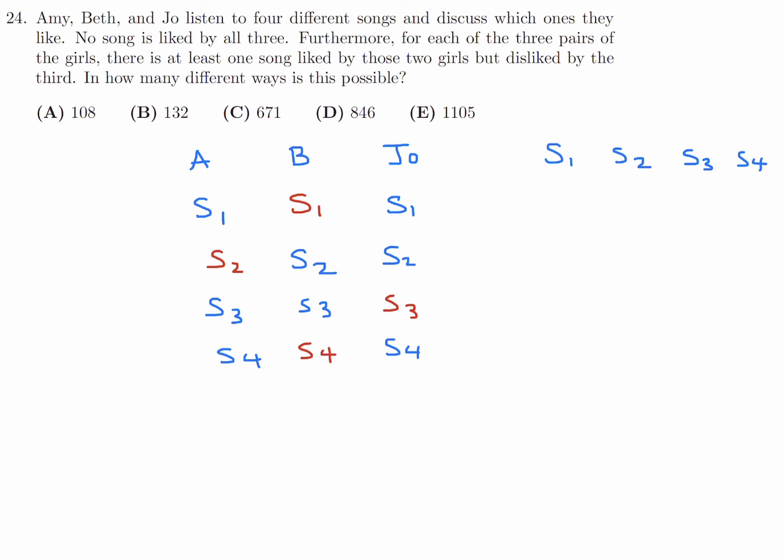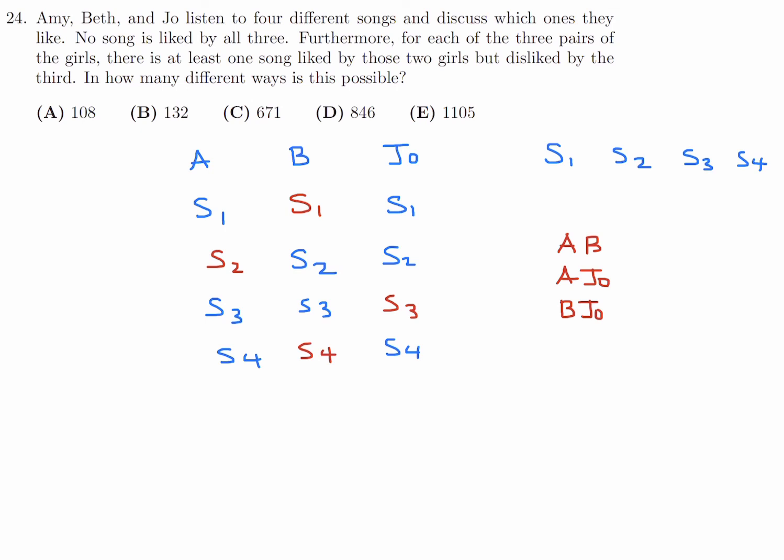And now we have to talk about the second part of the question, which is the pairs of the girls. So what pairs are there? There's AB, there's AJ, and then there's B and Joe, right? Those 3 pairs, there's at least one song liked by those 2 girls, but disliked by the 3rd. Okay, so let's talk about that.